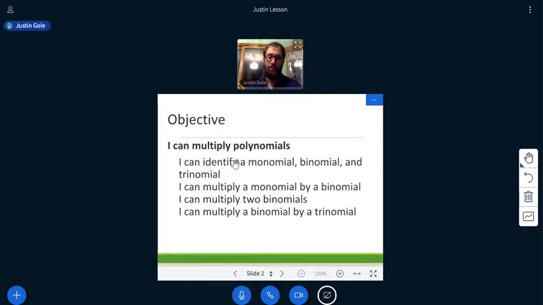So our objectives: we can identify a monomial, binomial, and trinomial. We can multiply a monomial by a binomial. We're going to do that first. We can multiply two binomials. We'll do that second. And we can multiply a binomial by a trinomial. So some exciting stuff.